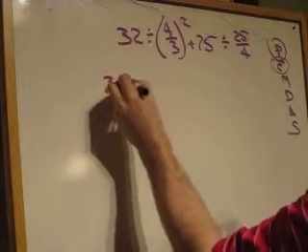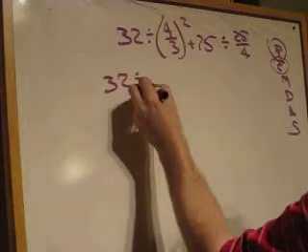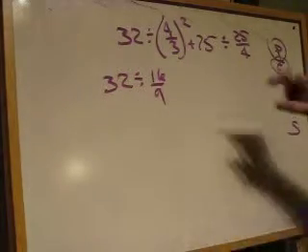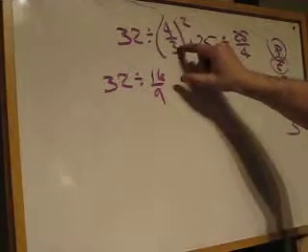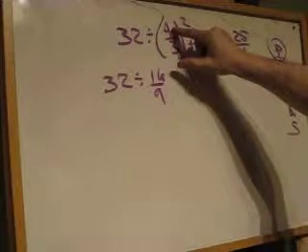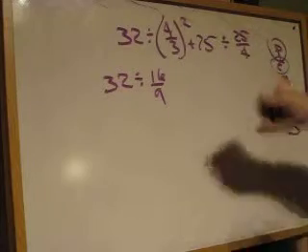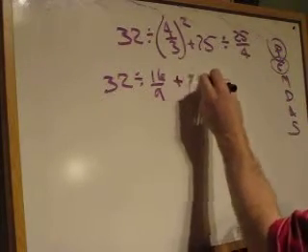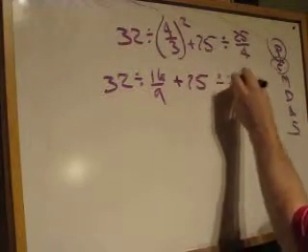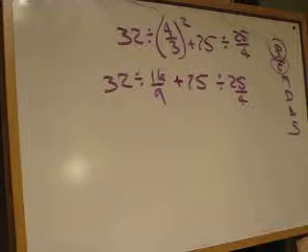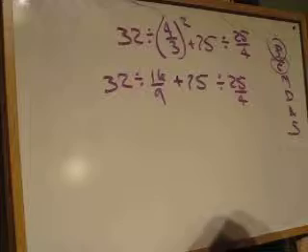So 32 divided by 16/9. The 4/3, if it gets squared, the 4 gets squared, also the 3. So both parts of that fraction get squared. Plus 75 divided by 25/4. Okay, I just take it one little bit at a time.